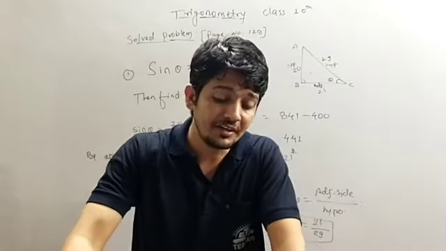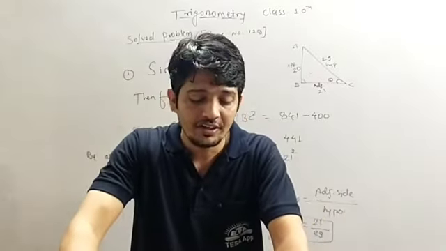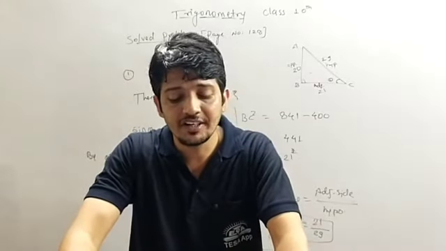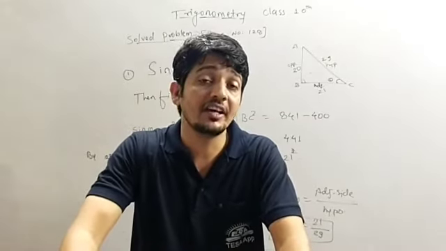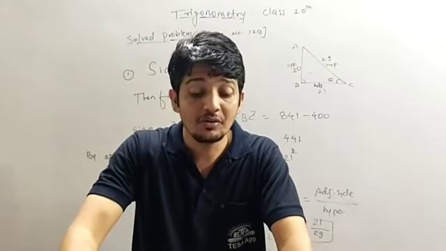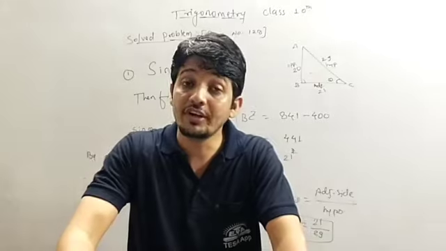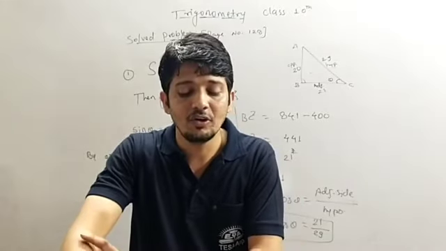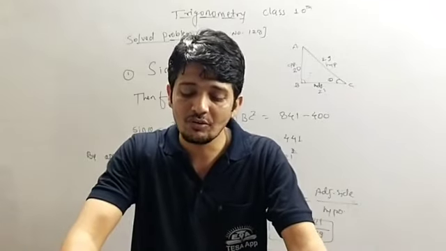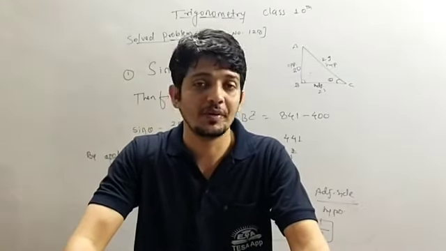Then the second question: if tan theta is 3 by 4, then find the value of sec theta and cos theta. It is again very simple. Then the third question: if cot theta equals 40 divided by 9, then find the value of cosec theta and sin theta. So by using identities you can solve the first 3 problems based on it.